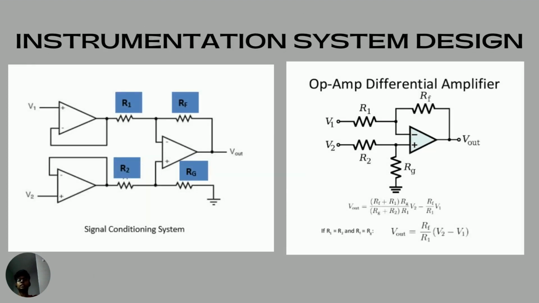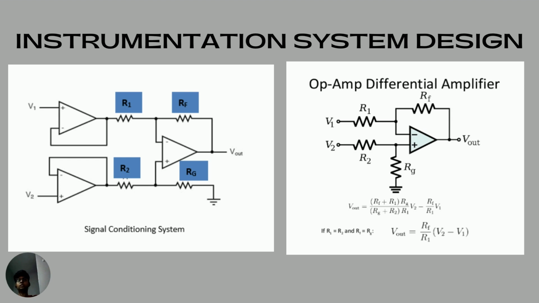As seen in the slide above, it's the instrumentation system design. On the left-hand side, the figure shows the dual voltage follower, which is connected to an amplifier with resistors R1, R2, RF, and RG. RF is the feedback resistor, and V1 is connected to the first voltage follower, and V2 is the second voltage follower, which gives us the voltage supply to the differential amplifier.